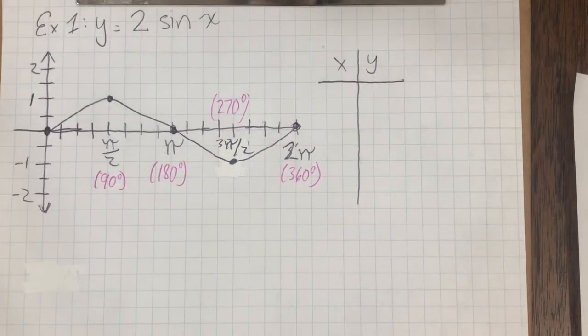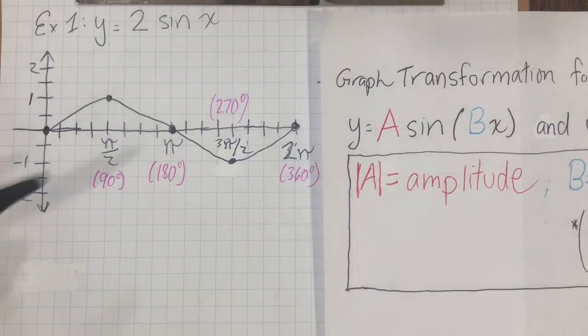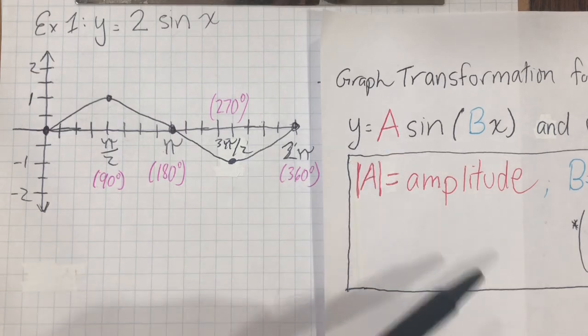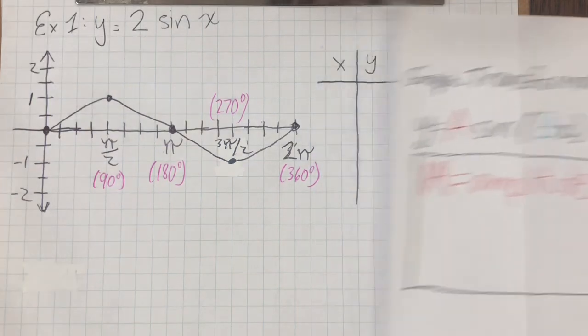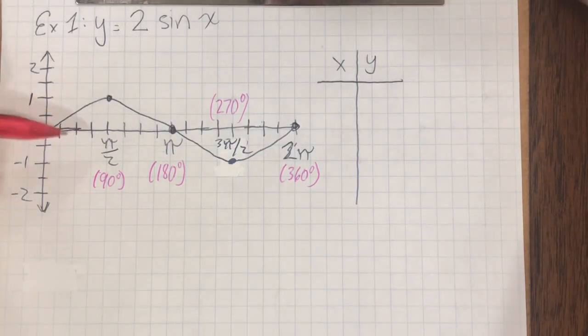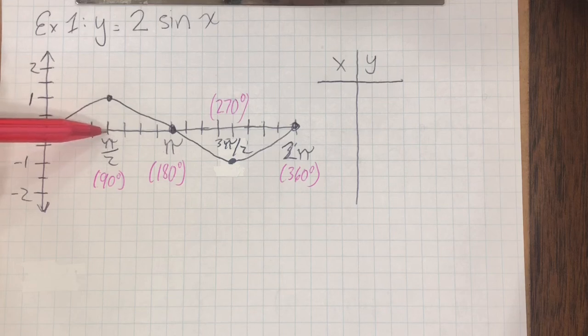If we match the 2 with one of the graphing transformations, we see that 2 is in the same spot as a, which represents the amplitude. And remember, amplitude is the height of the graph. So that means the height is going to go up by a factor of 2 from the original, specifically the maximum and the minimum point. If we look at the amplitude for the original graph, from the midline to the max, my amplitude is 1.